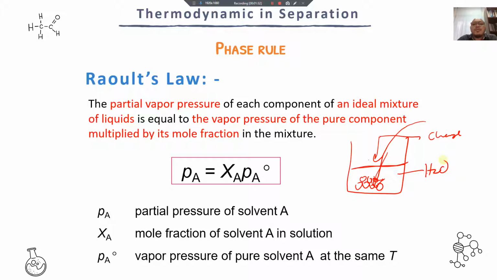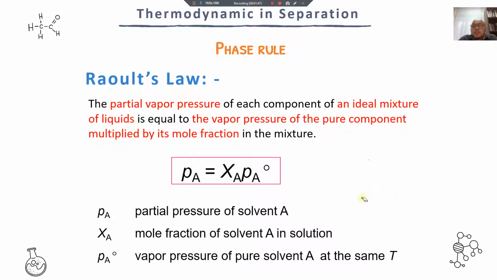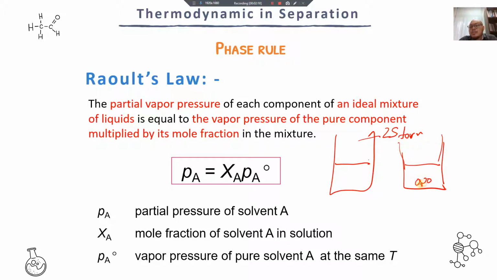Here it says the partial vapor pressure of each component of an ideal mixture of liquid is equal to the vapor pressure of the pure component multiplied by its mole fraction in the mixture. For example, the vapor pressure of pure H2O is 25 torr. Let's say you want to determine the partial vapor pressure of the system you have introduced.